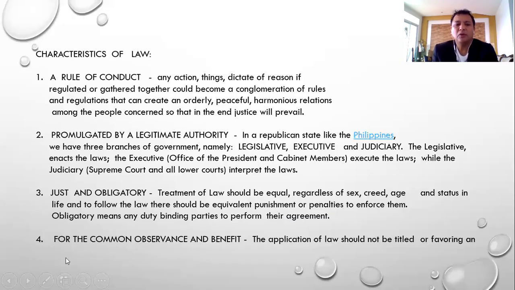A fourth characteristic of law is the common observance and benefit. So if we observe the law, everybody is benefited.